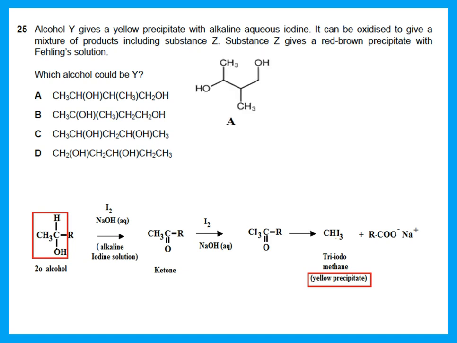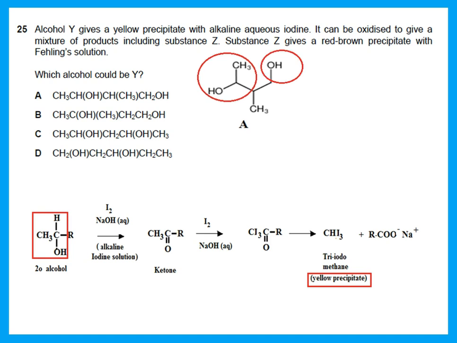So A, this is A. If you draw it, you should realize that this is the compound that he says it's A. So if I look at it, it has this group, which is the CH3CHOH, so it will form a yellow precipitate with alkaline aqueous iodine. It also has a primary alcohol, and we said primary alcohols, when you oxidize them, could give aldehydes. So actually this should be my answer.